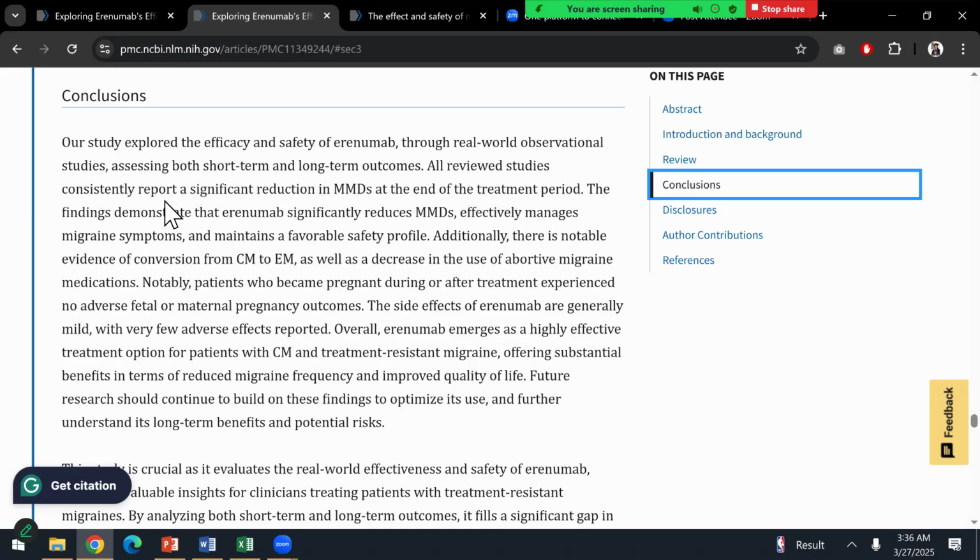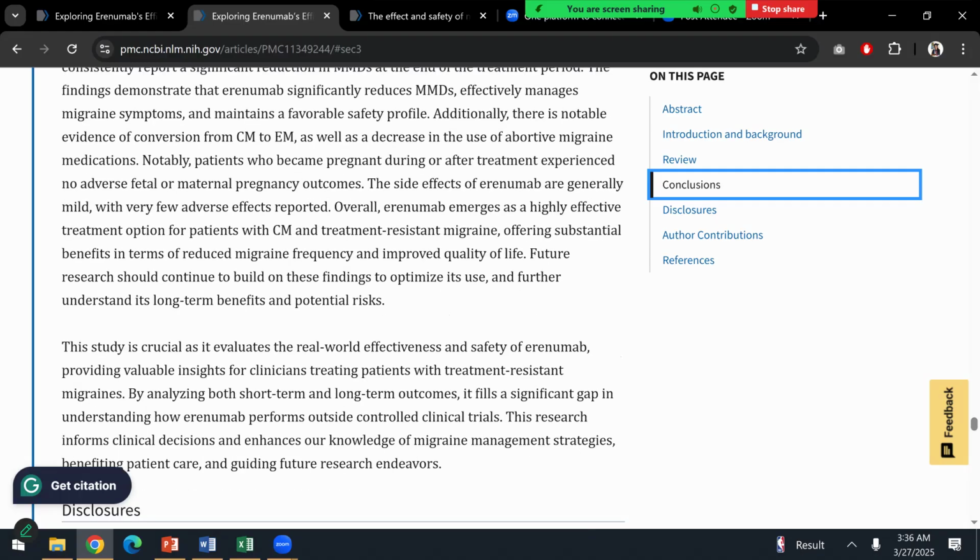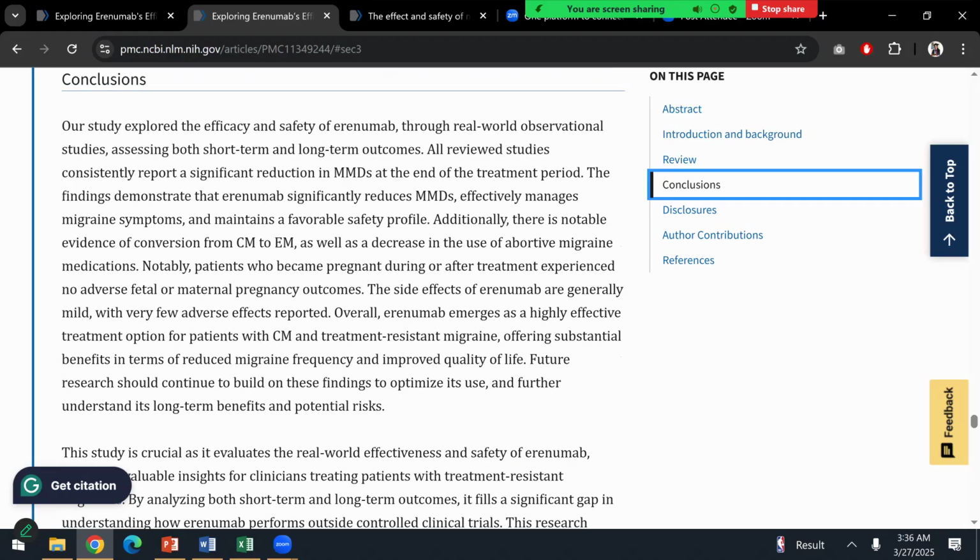And then all reviewed studies report a significant reduction in MMDs or whatever. You have to add 1 point from your results and discussion section from each subheading, or any point that you think is important, any adverse effects or anything that you think is important to discuss in the conclusion section, you have to add it there. And then after adding the important points from your results and discussion section, you have to add future suggestions. Future research should continue to build on these findings and further understand the long-term benefits and risks. So these 3 points are covered here that are important.